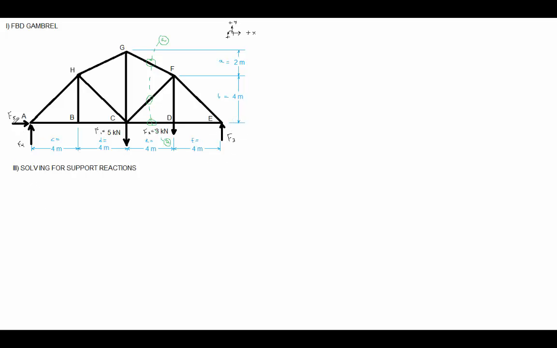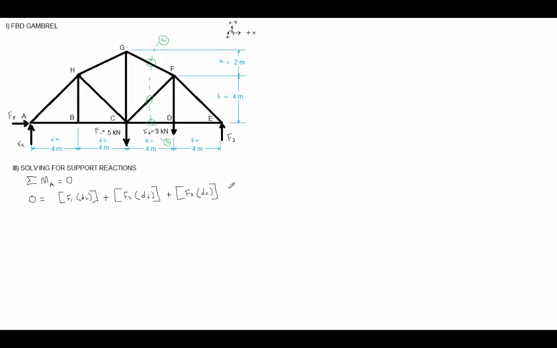Looking at this free body diagram, you'll see that F4 and F5 both intersect at point A. So if we sum moments at point A, that'll cancel out both F4 and F5. I know F1, I know F2, so my only unknown there will be F3. So I've got my statement of static equilibrium, and then I've got my zero statement.